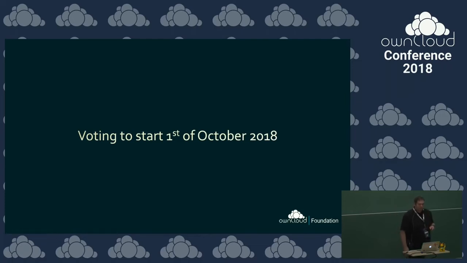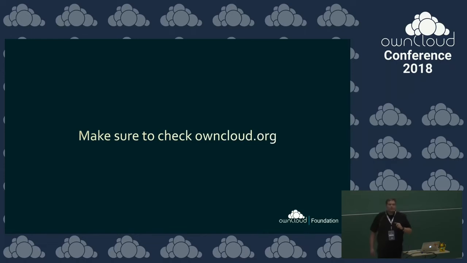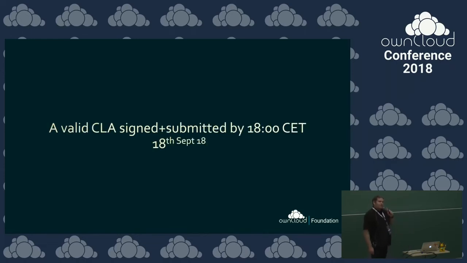The voting is starting on the 1st of October, 2018. Check ownCloud.org for more information on that. But you may ask yourself, who can vote? The criteria is written here. Anyone with a valid CLA signed and submitted by 6 p.m. today, so you can still do it if you don't have a CLA yet, can vote for the community board seats. So whenever you want to appoint someone and have a vote on the ownCloud Foundation, you just have to sign a CLA to be able to do so.